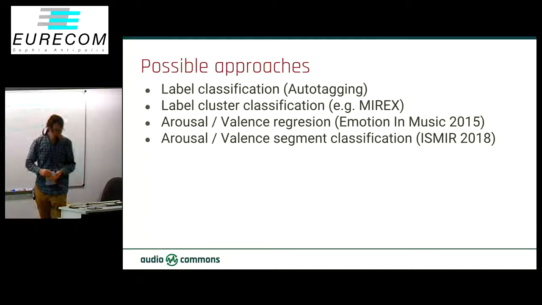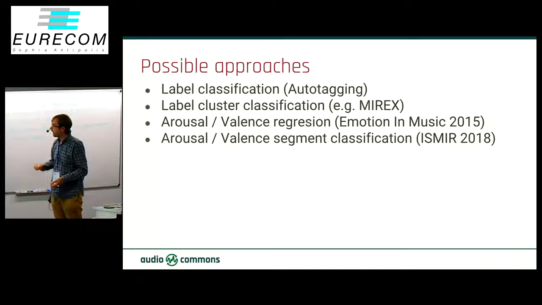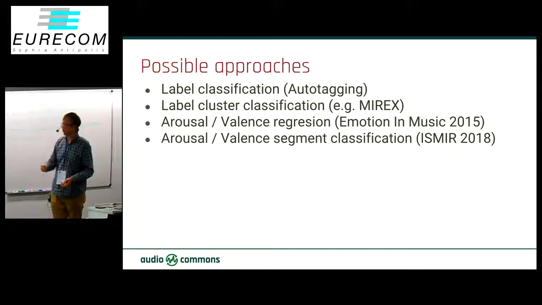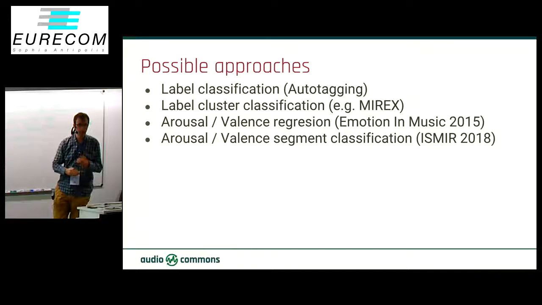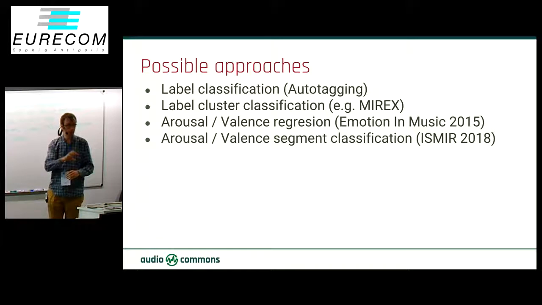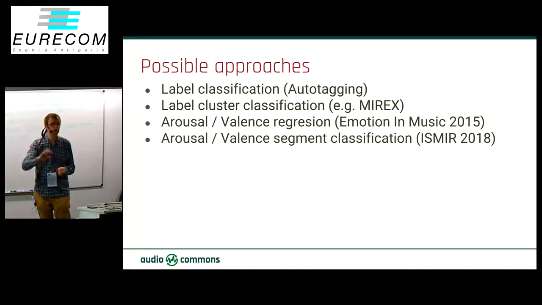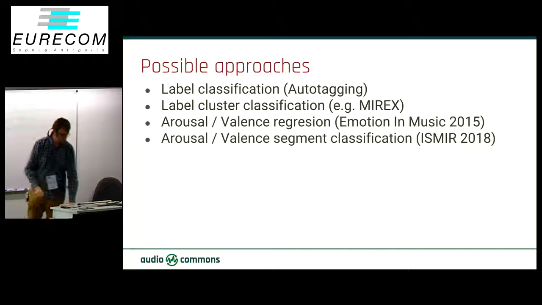We could do arousal and valence regression like the emotion and music task in 2015 did. Or we could take that arousal valence idea, but say we've got these 4 quadrants in the arousal valence space, and perhaps we just want to classify into one of these quadrants. This type of work was done at ISMIR, the Music Information Retrieval Conference, just earlier this month.